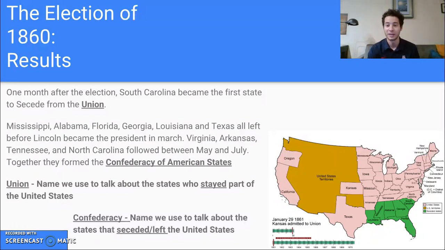If you look at the map on the screen right now, it's showing the order that different states seceded following the election of Abraham Lincoln. South Carolina was the first. There were a couple deep South states that did it very quickly, pretty much before the end of 1860, so only a month or so after the election happened. Before Abraham Lincoln even came into office, they were saying that he was going to try and take away slavery, and thus it's time to get out.